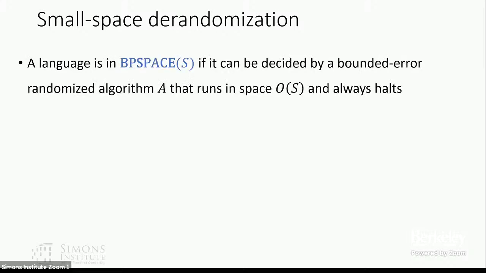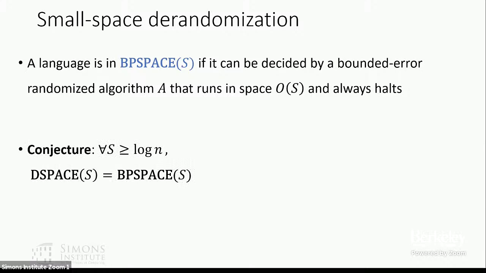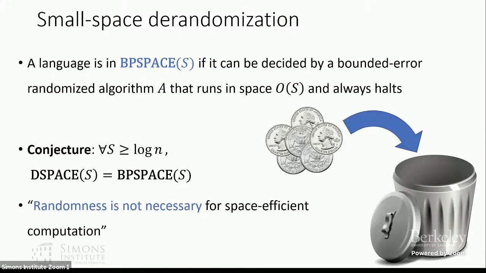So as a reminder, this class BP space S is the class of languages that can be decided by a randomized algorithm that uses O(S) bits of space. And the popular conjecture says that BP space S coincides with deterministic space S. So this conjecture is saying that randomness is not actually necessary for space-efficient computation. So you might as well take all your fair coins and throw them in the trash can.